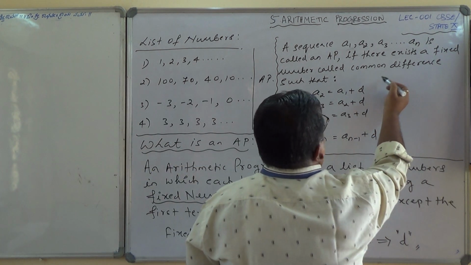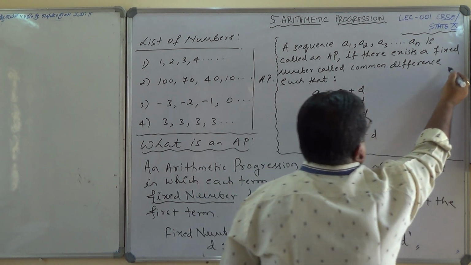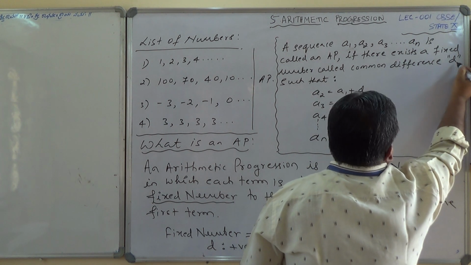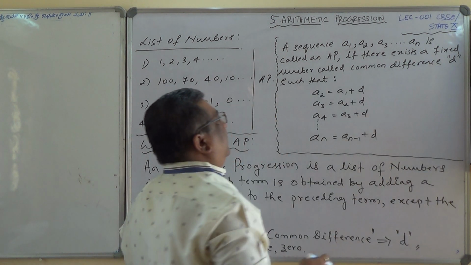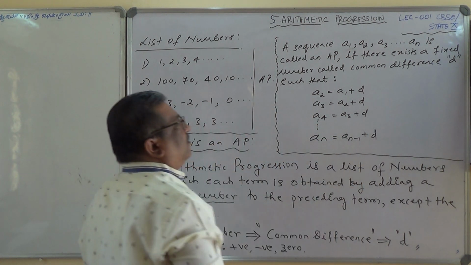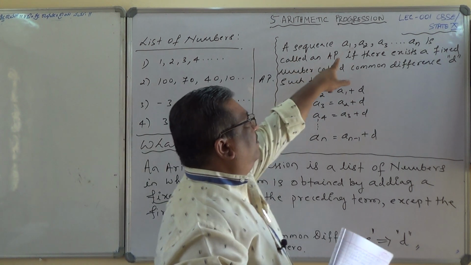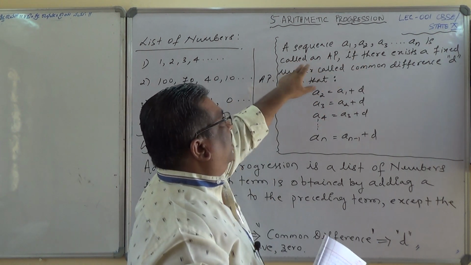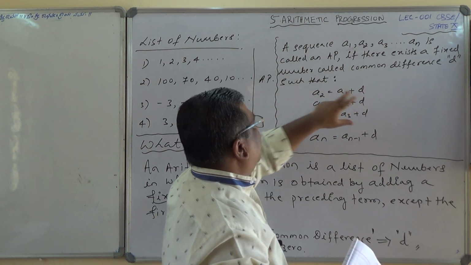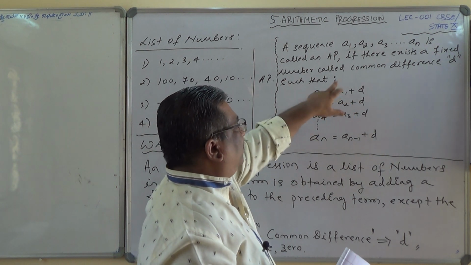And remember, here itself I'll write if there exists a fixed number called common difference D, I'll write here D. Please note down this also. Common difference D such that A2 equals so and so. So important, you have to note it down. I hope you have understood how to define an AP now. A sequence A1, A2, A3, AN is called an AP if there exists a fixed number called common difference D such that next term is obtained by adding a common difference to the preceding term.